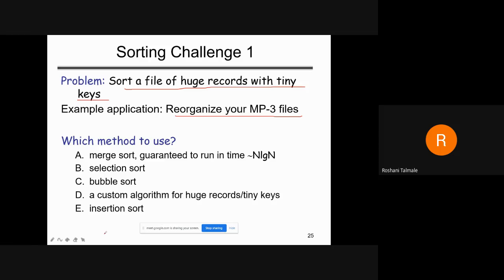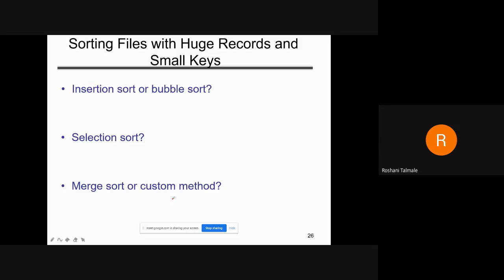Okay, so which method will you use? Merge sort, selection sort, bubble sort, okay, insertion sort, or any other. D means any other algorithm that we will use. This is the example. So, which algorithm will you use? Insertion sort or bubble sort, whether you will use for the huge record. Remember, I told you in the earlier case, if the file size is very large, in that case, merge sort is applicable. Okay, or another one.